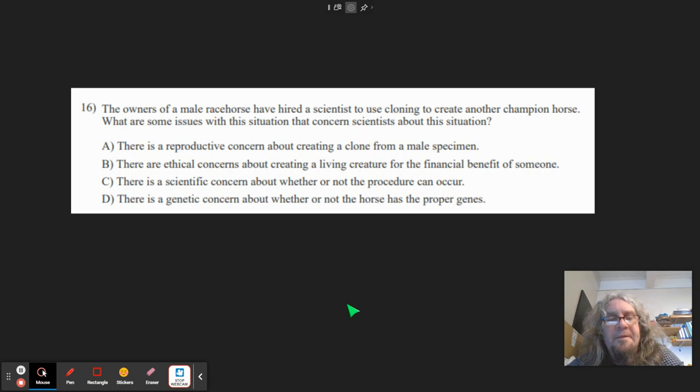Number 16, the owners of a male racehorse have hired a scientist to use cloning to create another champion horse. What are some issues with the situation that concern scientists? A, there is a reproductive concern about creating a clone from a male specimen. B, there are ethical concerns about creating a living creature for the financial benefit of someone. C, there's a scientific concern about whether or not the procedure can occur. D, there's a genetic concern about whether or not the horse has the proper genes.